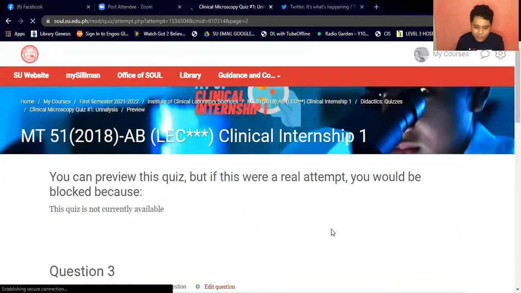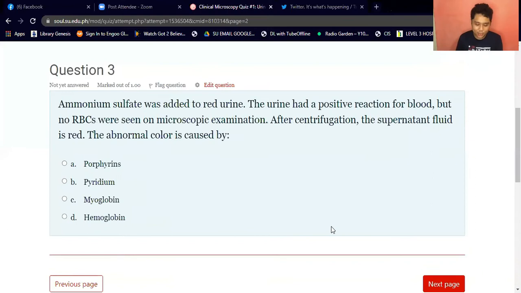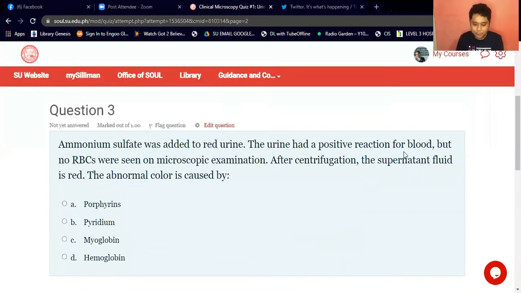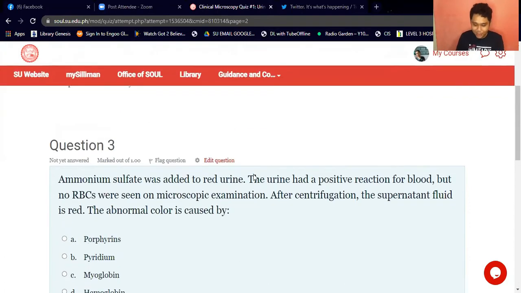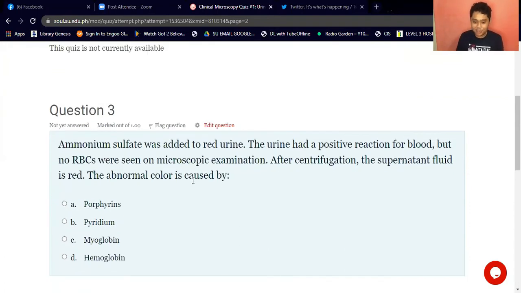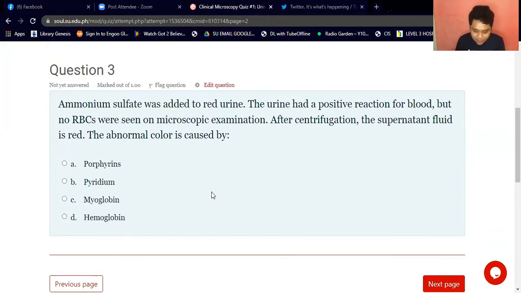Okay. Next, you have number 3. Ammonium sulfate was added to red urine. Okay? So red yung urine. The urine had a positive reaction for blood, but no RBCs were seen on microscopic examination. So dira panandaan na naka-idea kung unsa. Kani positive siya blood pero wala kay RBCs na nakitaan. And remember that your blood reagent strip can both detect hemoglobin and myoglobin. And remember, asa man makita ng hemoglobin? Dapat na ay RBCs po na makita.